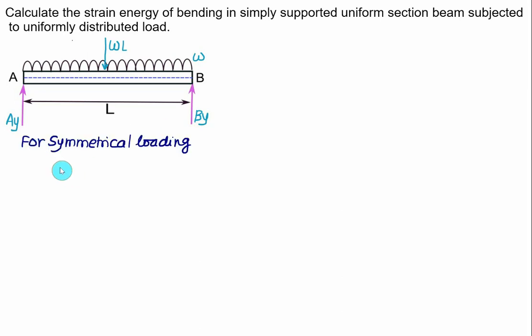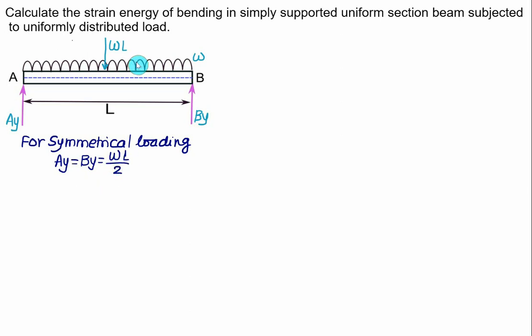Due to symmetrical loading, the reaction at A, that is AY, is equal to BY. The total downward load, W into L, is equally divided between the two supports. So we have reaction equal to WL by 2.